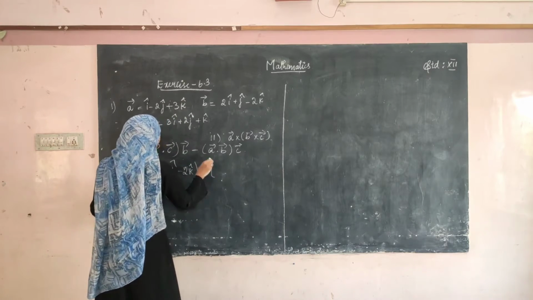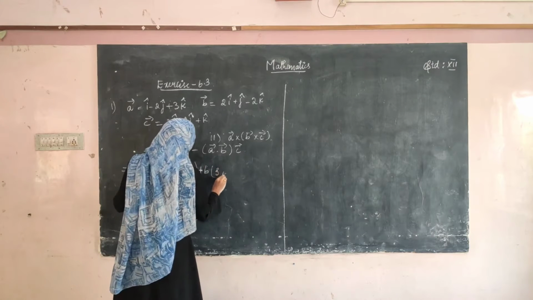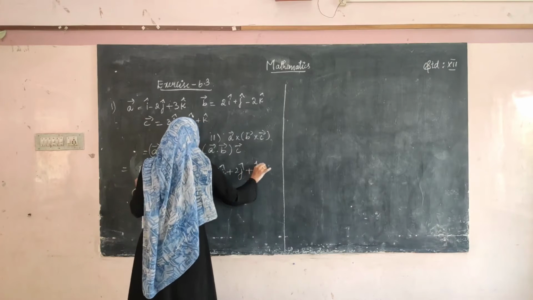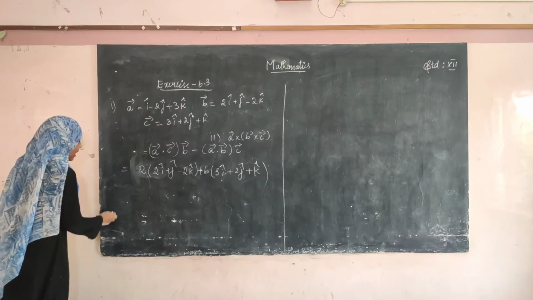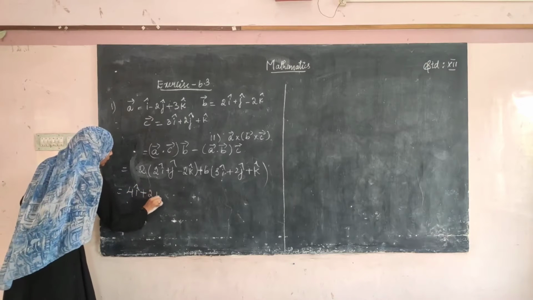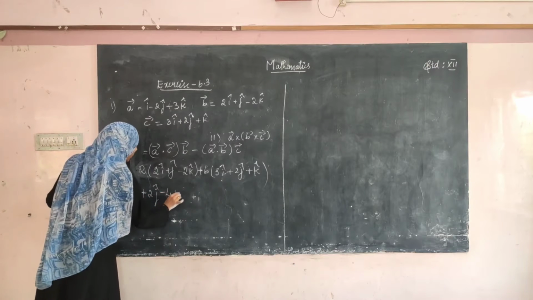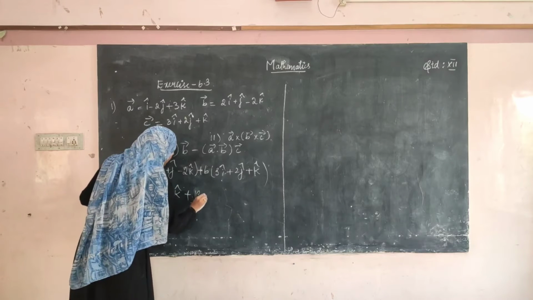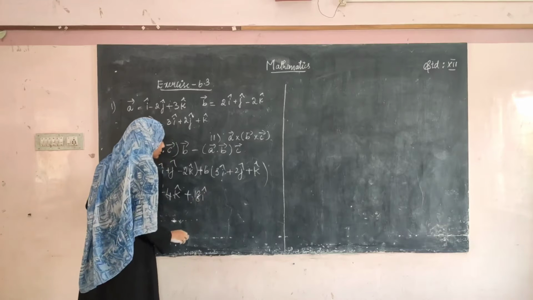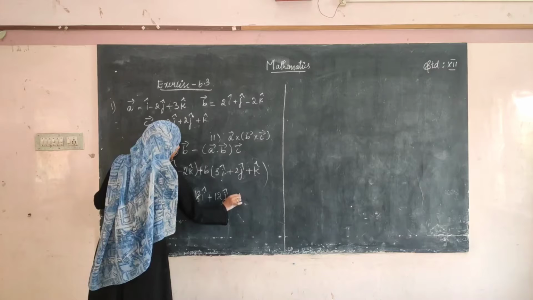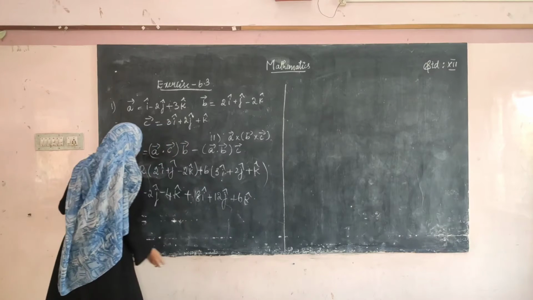Right, plus 6 into C vector. What is C vector? 3 into I cap plus 2 into J cap plus K cap. Now multiply the terms inside. So this will be 4 I cap plus 2 J cap minus 4 K cap, and this will be plus 6 into 3 is 18 I cap plus 12 J cap plus 6 K cap.